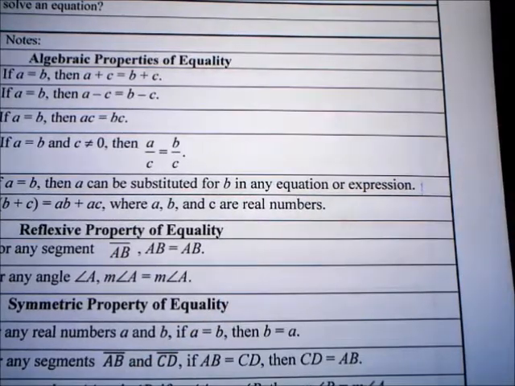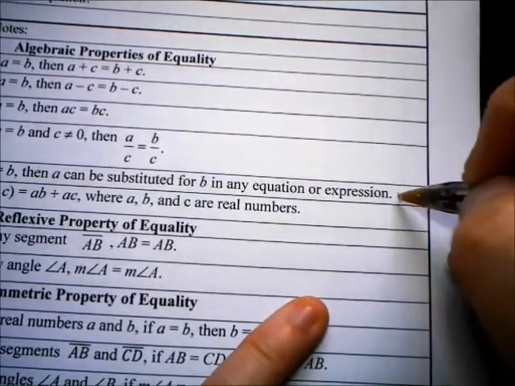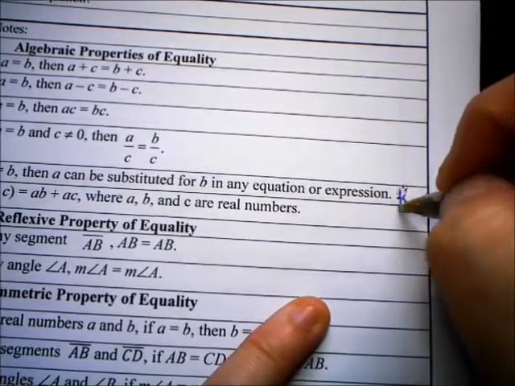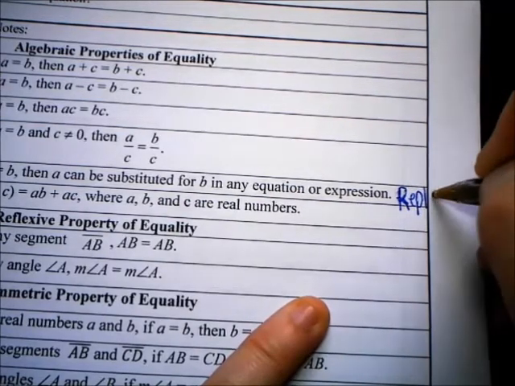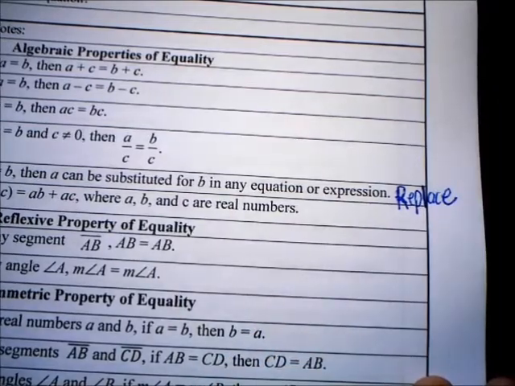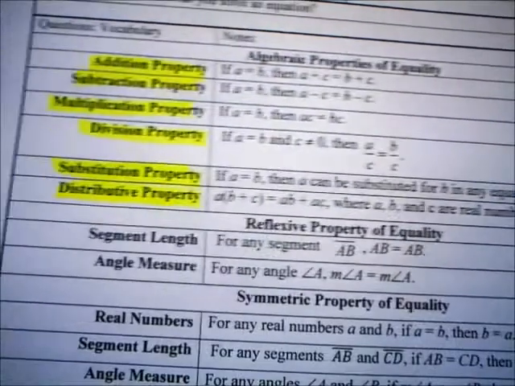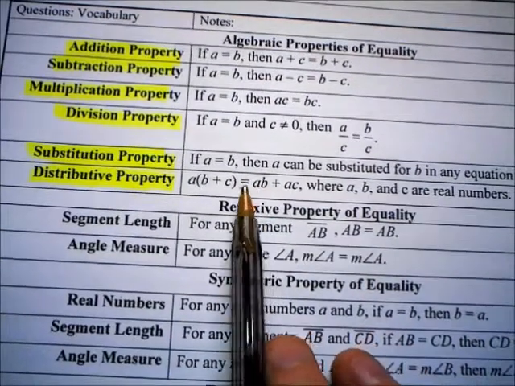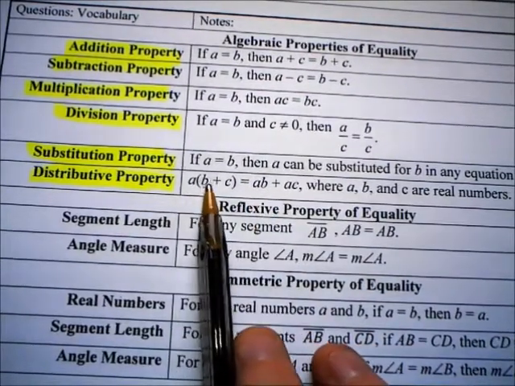Okay, I'm going to write the word replace over here on the side for substitution property. Remember, distributive property is just where you multiply it into the parentheses and it distributes the A onto both items inside my parentheses.